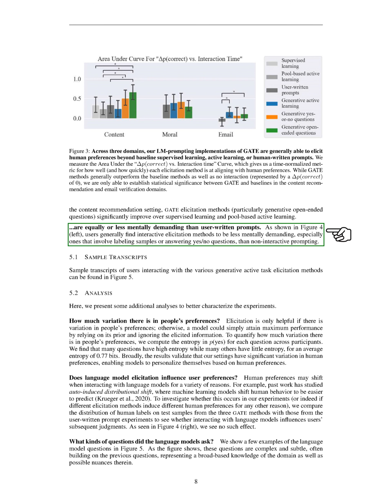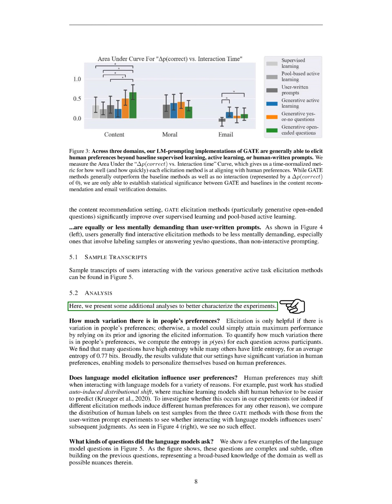Section 5.1 Sample Transcripts. In this section, we'll be discussing some examples of how users interact with different generative active task elicitation methods. You can find these examples in the transcripts we've provided. Next, we'll delve into a more detailed analysis. This is to give you a clearer understanding of the experiments we've conducted.